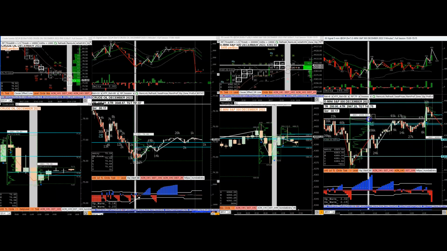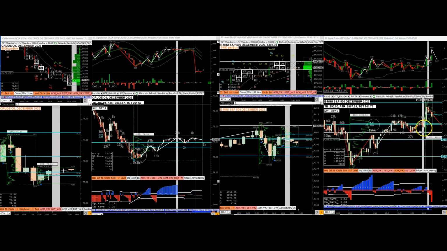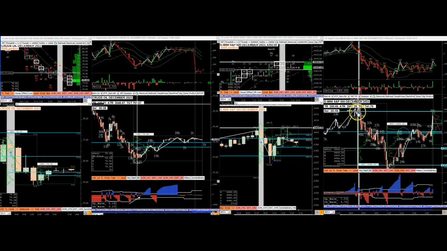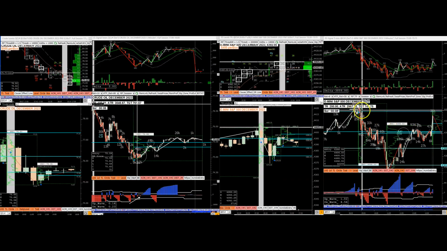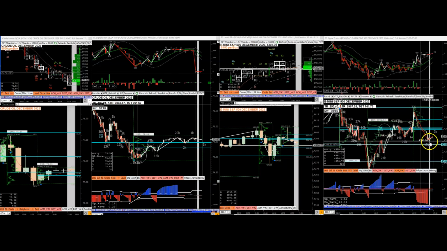So you got the change of behavior right there. Pulls back, tests, and then flies. And where does it go? Whoop-de-doo. Check it out. Right at the prior distribution area. Taps it perfectly and reverses.